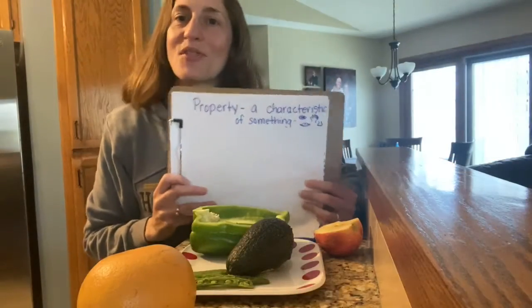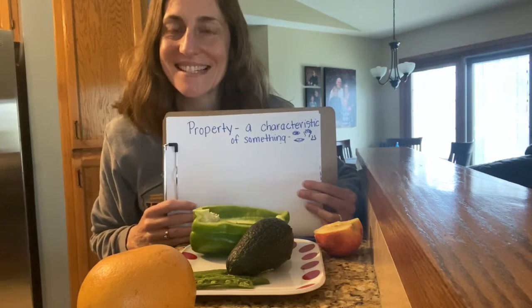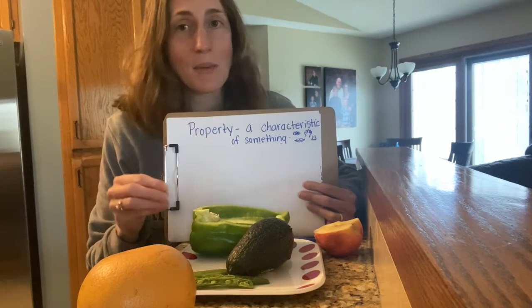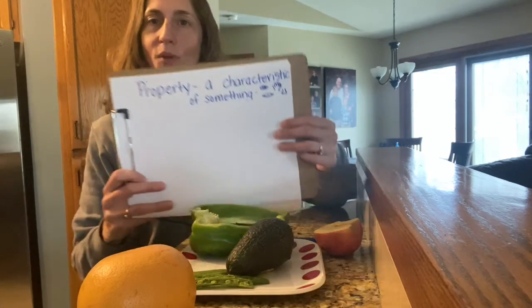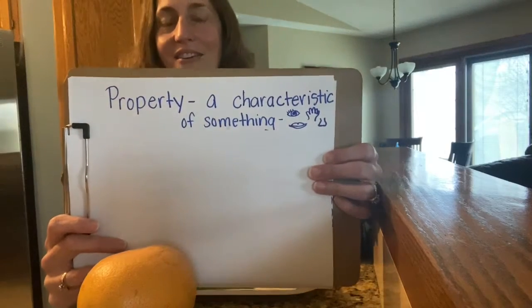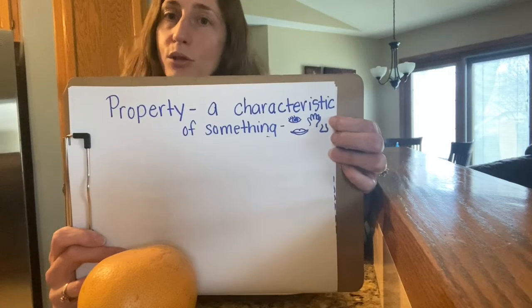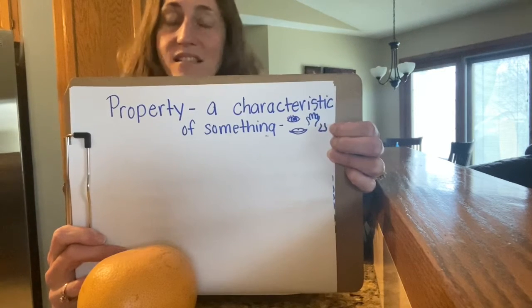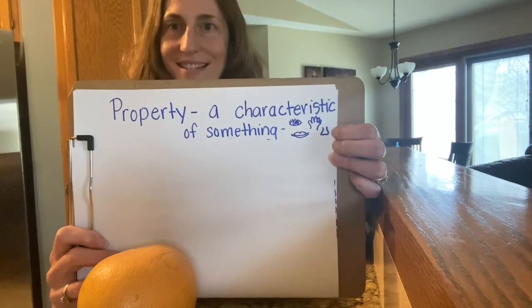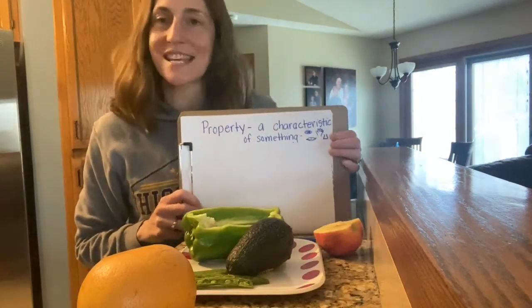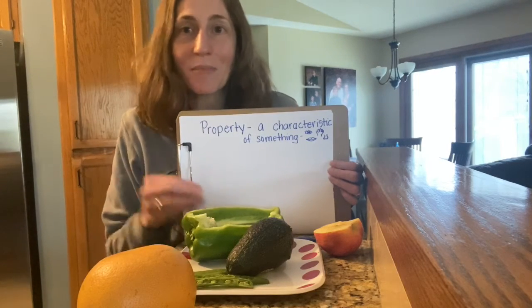Next, we're going to think about the properties of these different fruits that we were just looking at. Remember, a fruit is the part of a plant that holds the seeds. The word property means a characteristic of something. I like to think of it as how something looks, feels, tastes, smells, sounds, and it's really any way to describe an object. Now, every fruit has its own unique set of properties that it can be identified by.